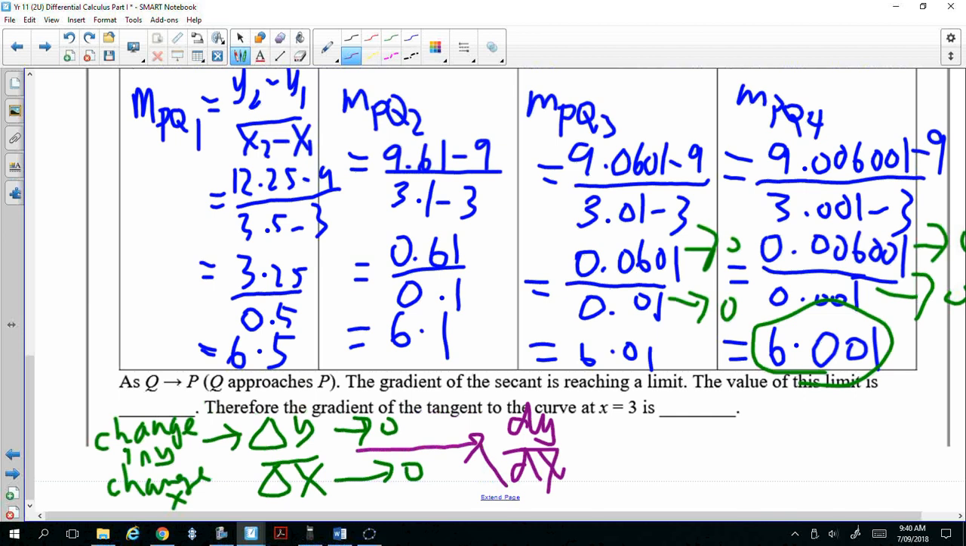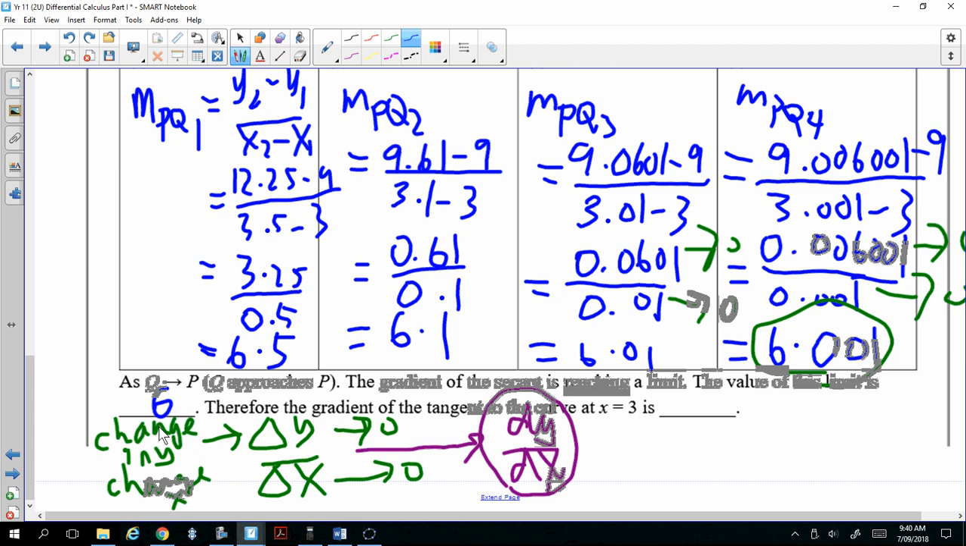So as Q approaches P, the gradient of the secant is approaching a limit. And the value of this limit is 6, as we found earlier, right? The gradient at x equal to 3. So therefore, the gradient of the tangent to the curve at x equal to 3 is 6. We worked this out without measuring the gradient. We actually worked it out using algebra.